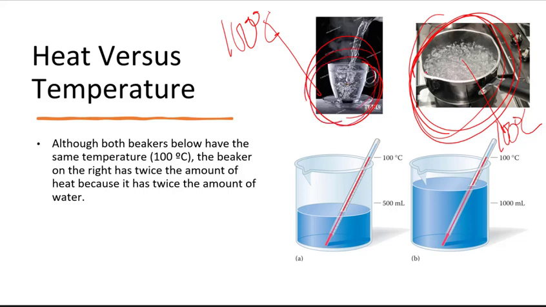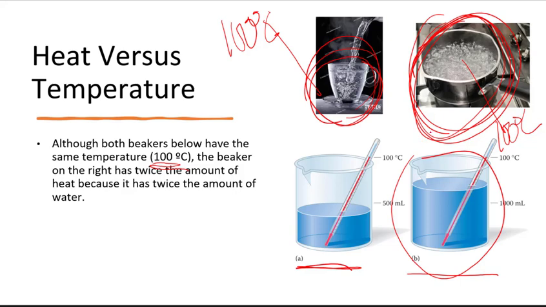Although both of these substances have the same temperature, just like both of these beakers, A and B, have the same temperature, the beaker on the right, just like this pot on the right, has twice the amount of heat because it has twice the amount of water. So heat is related to the amount you have of something.